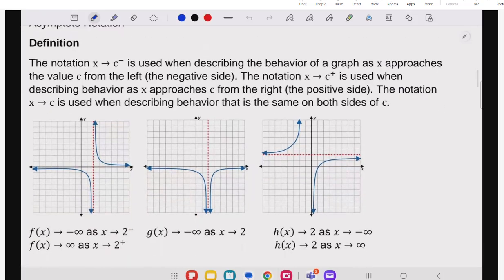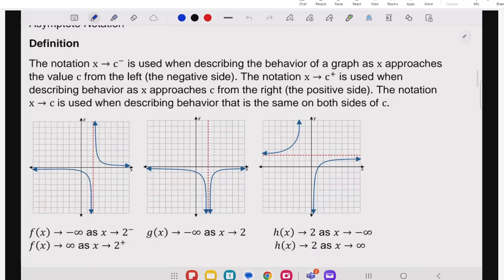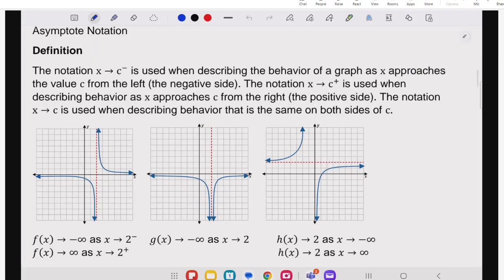Okay, so in calculus we explore what we call limits, and this part I'm going to skip over a little bit. I'll leave that to your calculus teacher to show you in more detail, but we talk about these limits as we approach from one side or the other. So as x approaches c from the negative side, from the left, we put a minus sign on the c, and as x approaches c from the right, we put a plus sign.